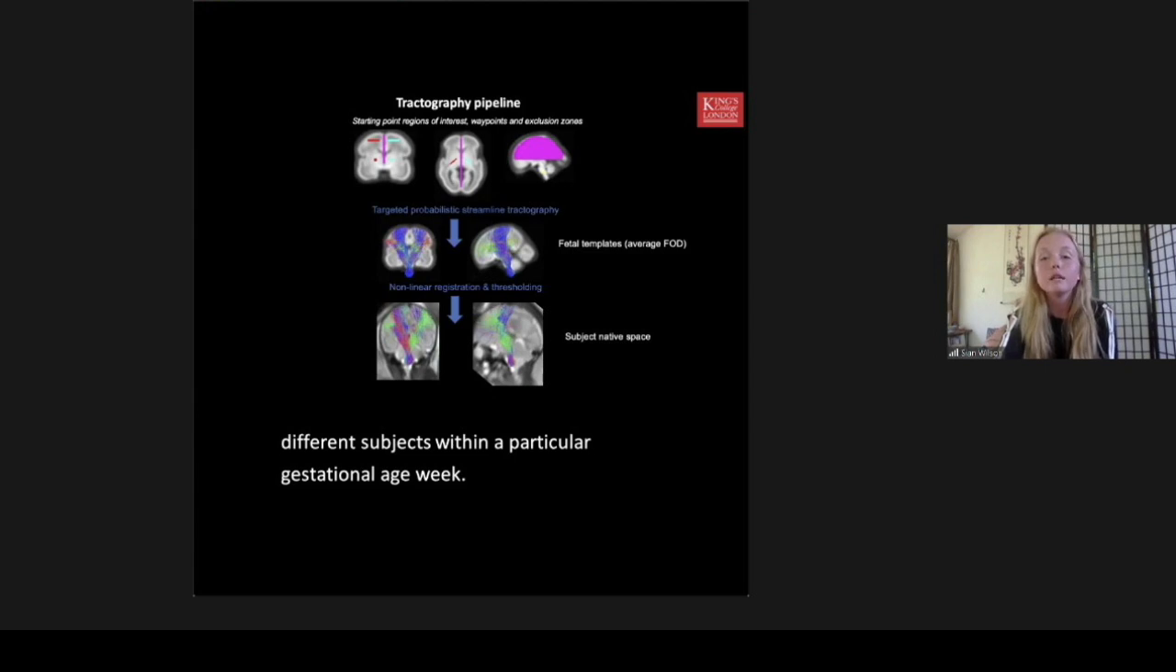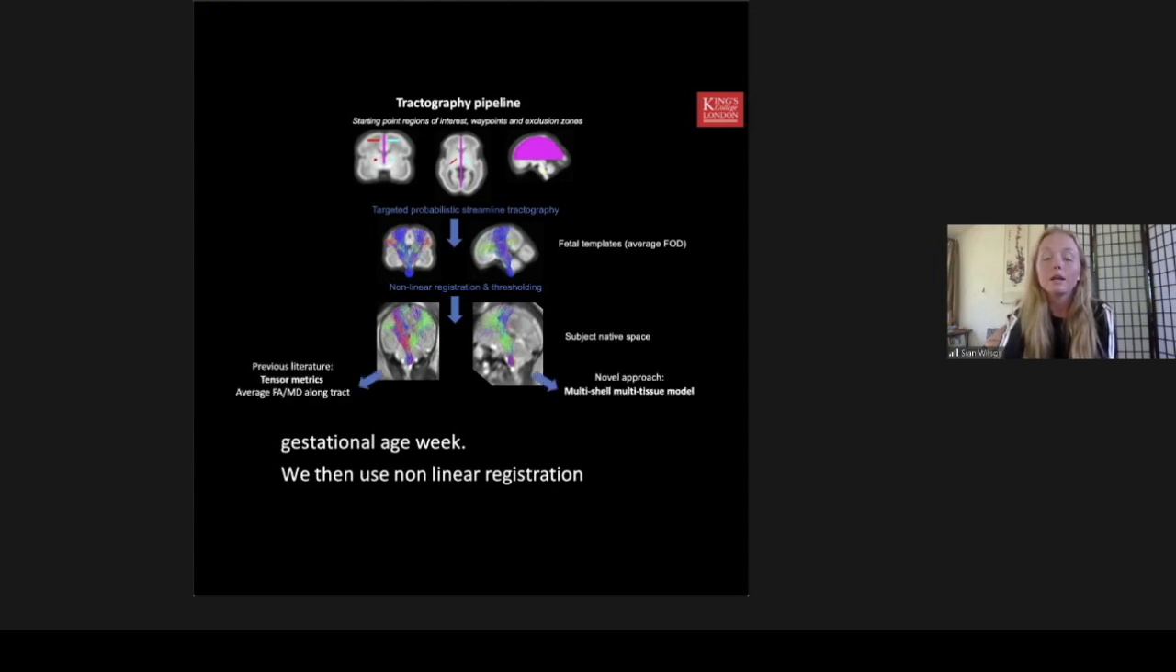We then use nonlinear registration to transform the tracts from the age-matched template into native subject space and thresholded them to reduce the number of spurious streamlines. We characterize changes in the microstructure either using traditional tensor metrics, fractional anisotropy and mean diffusivity, or a novel, more complex method, multi-shell, multi-tissue constrained spherical deconvolution, to address the partial voluming caveat of using the diffusion tensor method.